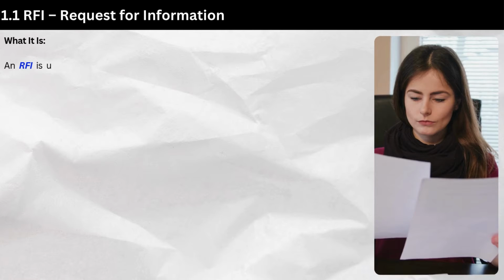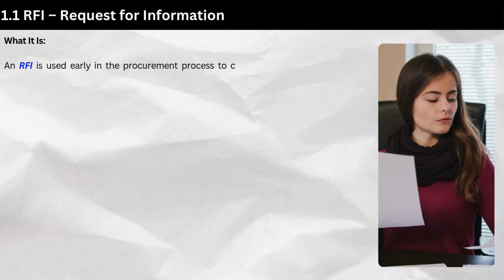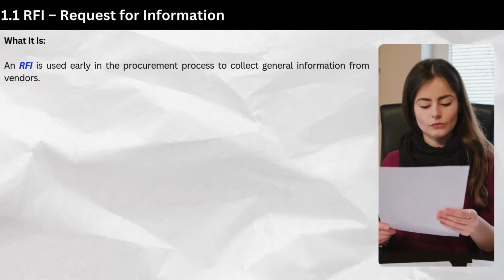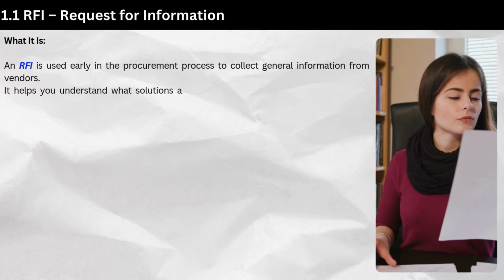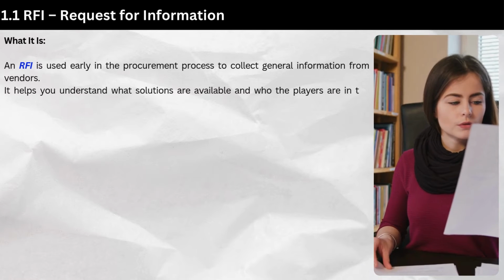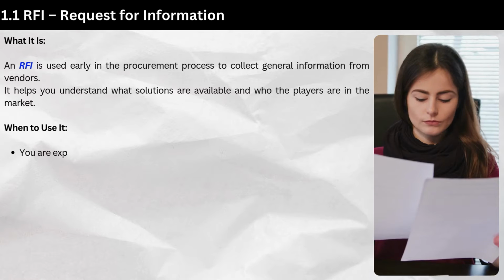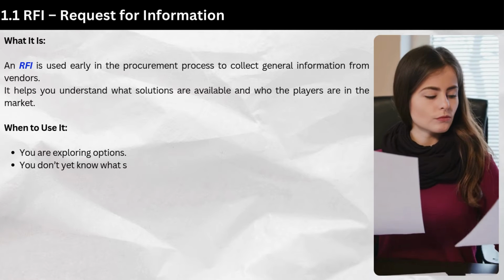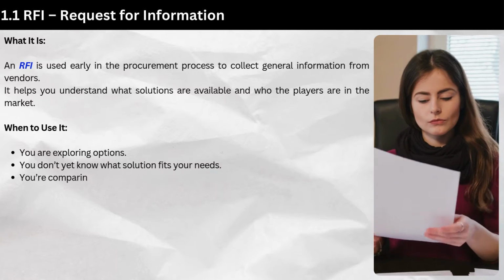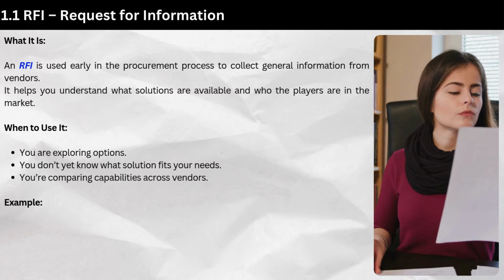RFI, Request for Information. What it is. An RFI is used early in the procurement process to collect general information from vendors. It helps you understand what solutions are available and who the players are in the market. When to use it. You are exploring options. You don't yet know what solution fits your needs. You're comparing capabilities across vendors.